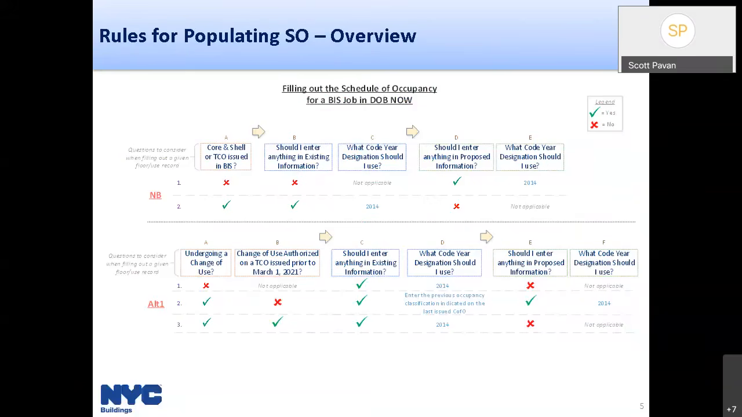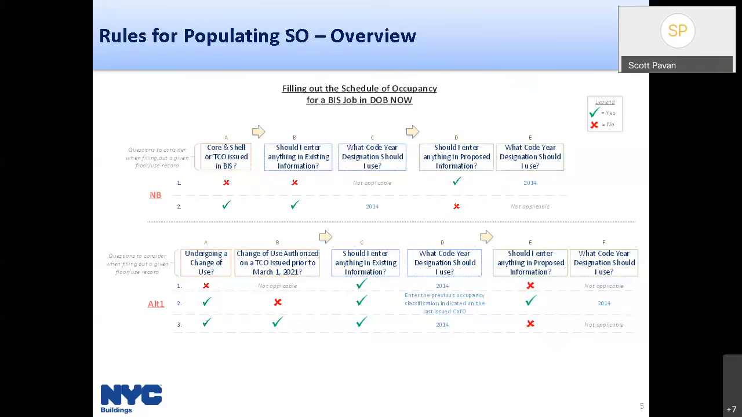Should I enter anything in proposed information? That's an excellent question. The answer at the bottom for 2 is obvious, no, because I'm not proposing anything. I already have an existing use for my NB on my TCO, and I'm not proposing any change to it. It's already occupied, so I don't enter anything in proposed. But look at row 1. Do I enter anything in proposed? Yes, of course I do. Why? Because it's an NB and I haven't got a TCO yet, so it's still proposed. Got it? See, it all makes sense.